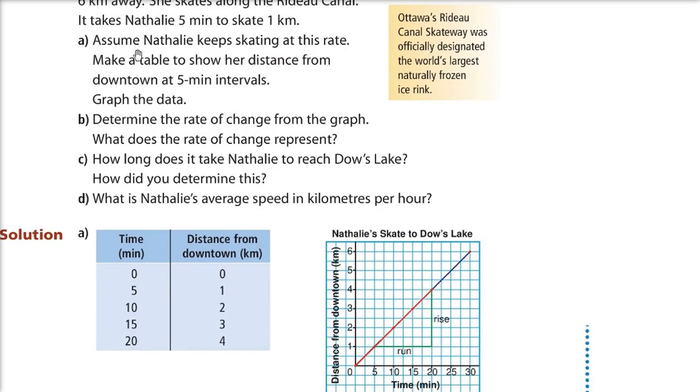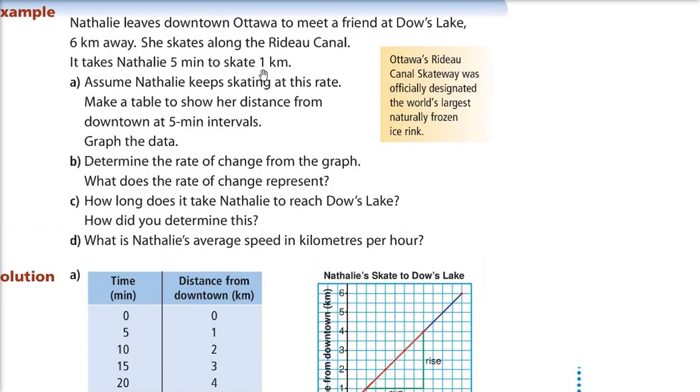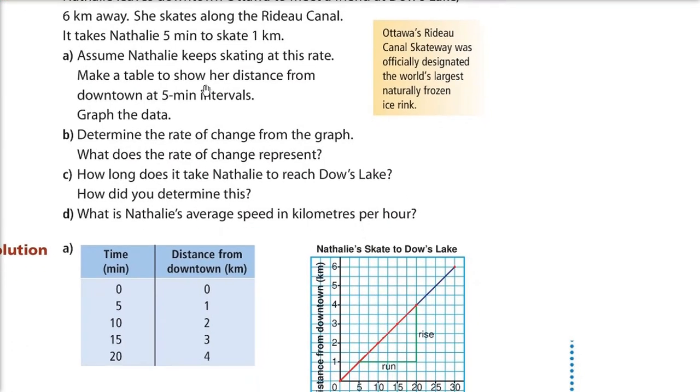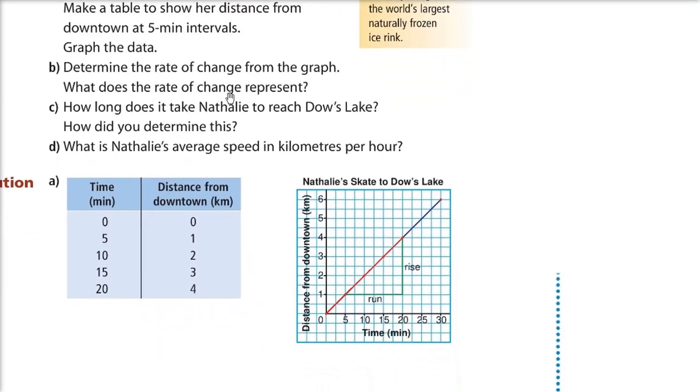Now we need to assume she keeps skating at this rate, that is 5 minutes to skate 1 kilometer. We have to make a table to show her distance from downtown at 5-minute intervals, graph the data, find the rate of change, find how long it will take her to reach Dow's Lake, and find Natalie's average speed in kilometers per hour.